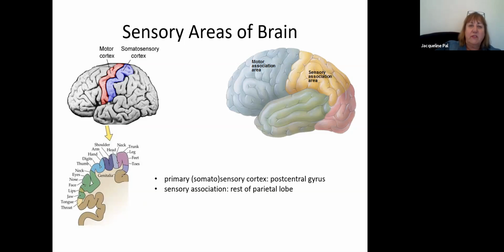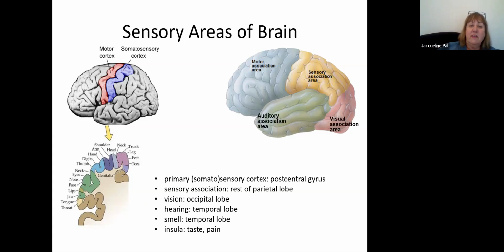Okay, getting back to other sensory areas of the brain that are not somatosensory. The occipital lobe is the part of the brain associated with vision. There's a primary area and the rest is a visual association area. The temporal lobe does several things. It does hearing, and there's a huge auditory association area. It also is going to have an area for smell.